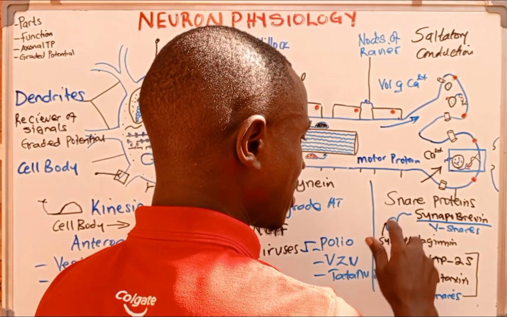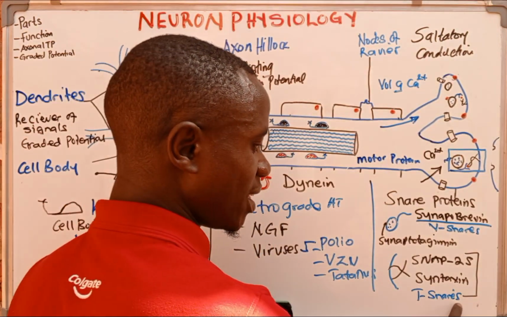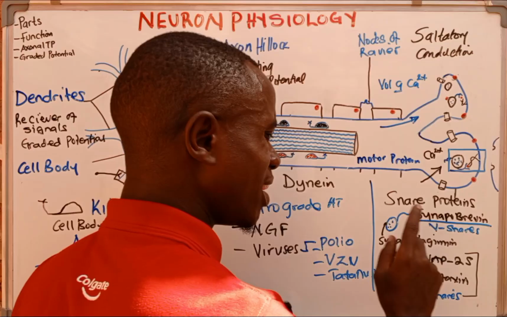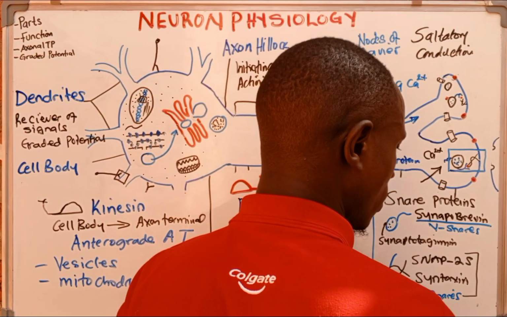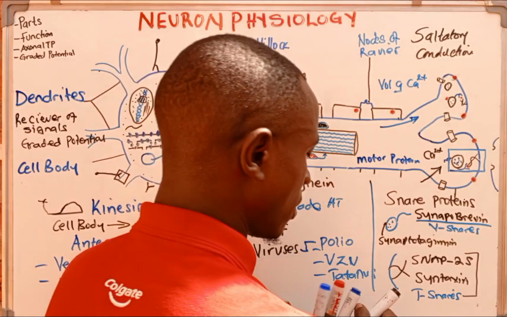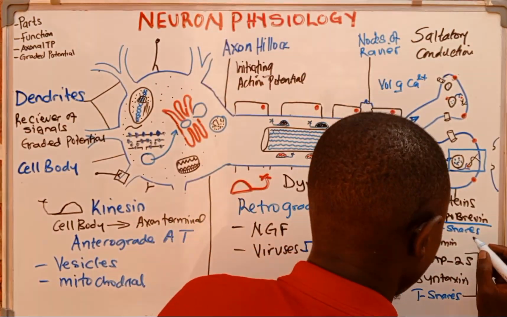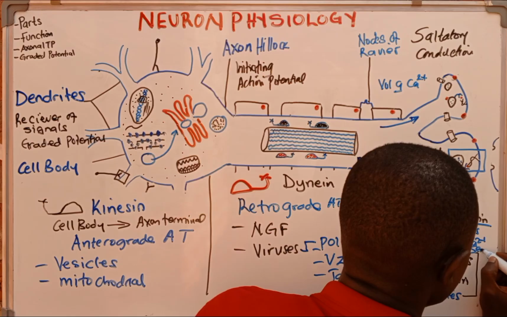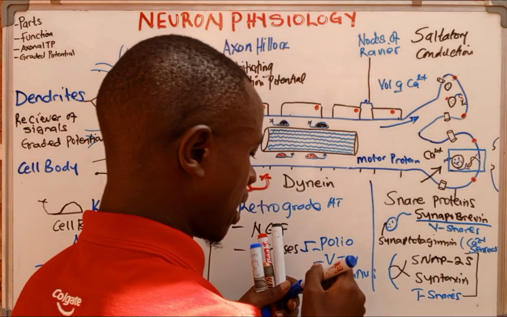Meaning that among snare proteins, we have t-snares and also v-snares. But synaptotagmin is not part of the v-snares. They are what we call calcium sensors. Synaptotagmin is what we call a calcium sensor.